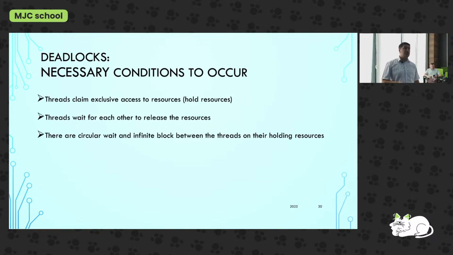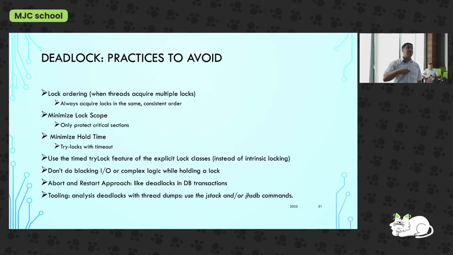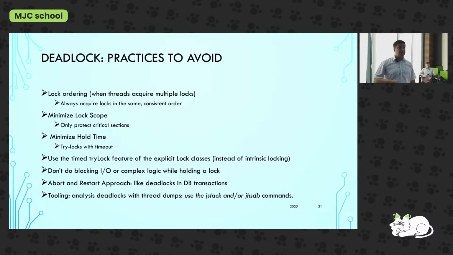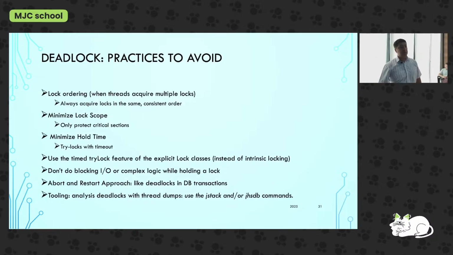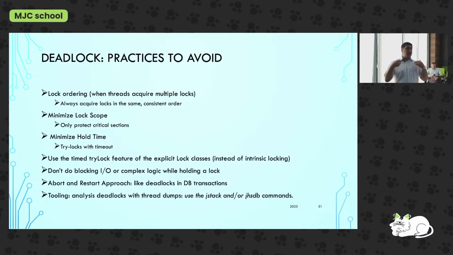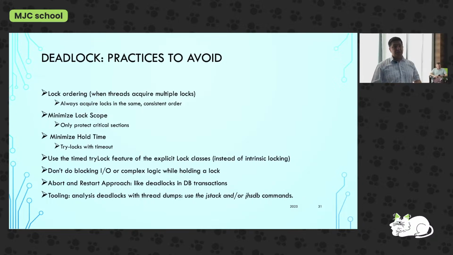There are some necessary conditions which cause these liveness problems. It's about exclusive access to multiple resources. Threads wait for each other to release the resources. There are circular waits or infinite blocks. These are practices: minimize lock scope, minimize holding time. Don't do blocking I/O or complex logic while holding a lock. Abort or restart approaches like deadlocks.